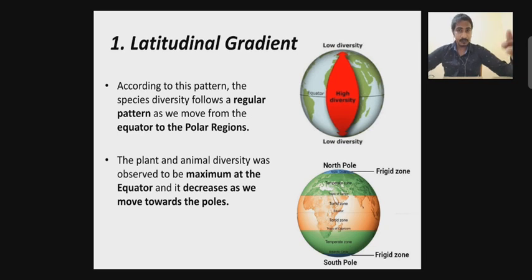And if we move slightly away from the equator, then the favorable parameters start to decrease. It tends to be low. In turn, we cannot see a huge diversity in those areas. So the latitudinal gradient type of biodiversity pattern states that there is a regular pattern in species diversity as we move from the equator to the poles. That is, we will observe the maximum diversity at the equator, and it decreases as we move towards the poles.